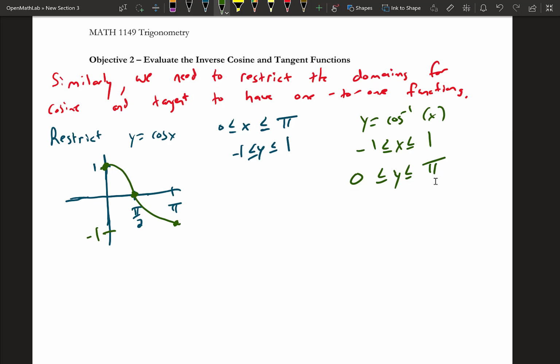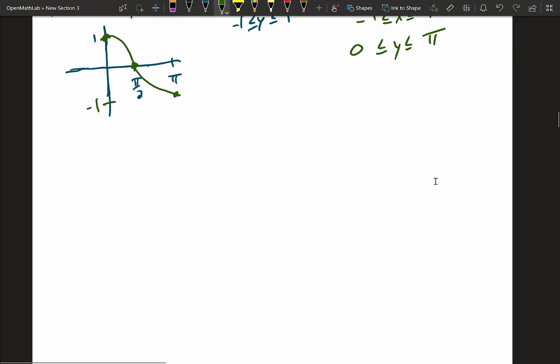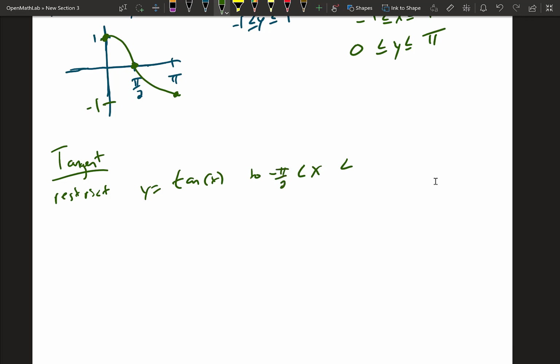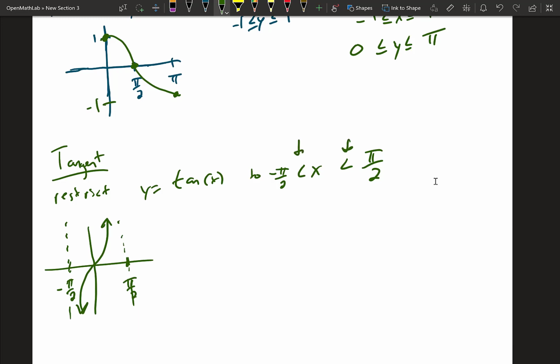So then with tangent, what we're going to end up doing is we're going to restrict y equals tangent of x to be where x is in between -pi/2 and pi/2. That's what works out the best. Because if you remember from the graph, here's pi/2, here's -pi/2. These are vertical asymptotes here, and then tangent looks something like this. So that's going to be a one-to-one function in between. But notice I didn't include -pi/2 and pi/2 because those are where the vertical asymptotes are. So y, in this case, is increasing and decreasing without bound, so y is in between -infinity and infinity.